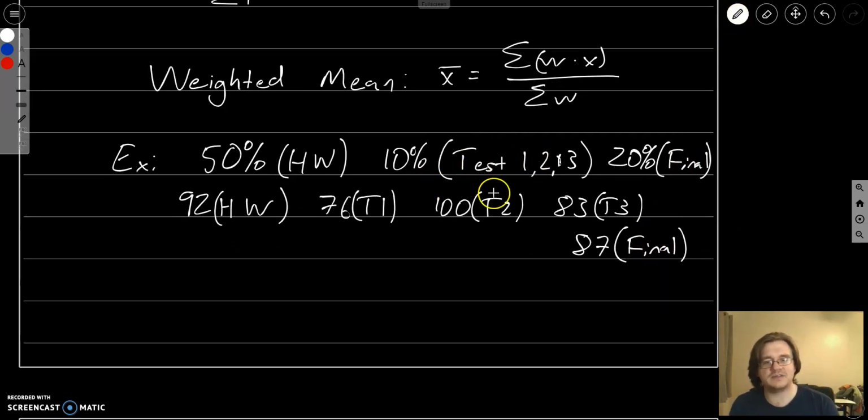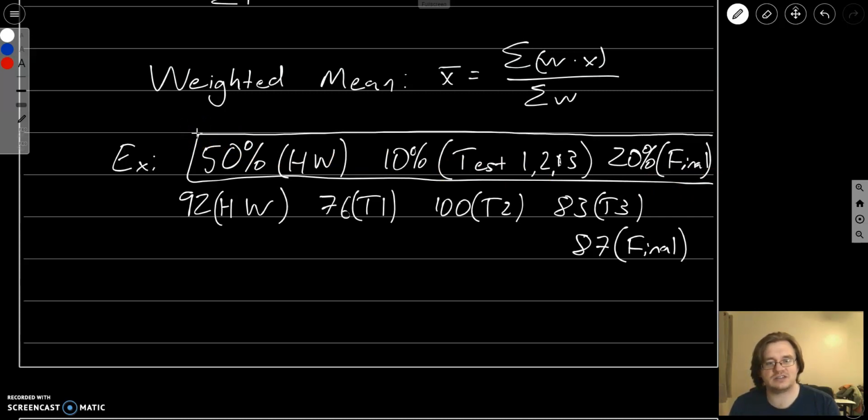Quite often, for instance in this class, I have given scores on different sections of the class different weights. So the homework is weighted 50%, each test is weighted 10%, and the final exam is weighted 20% of the final grade. This is the formula for a weighted average. Instead of just adding up all of the individual scores and dividing by how many scores there are, we will weight the different scores.